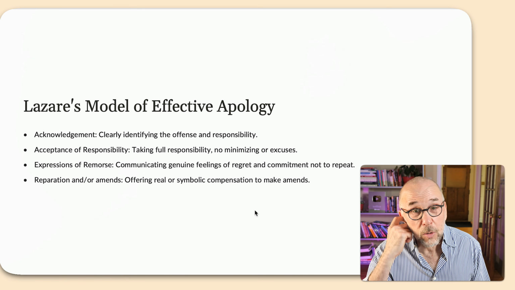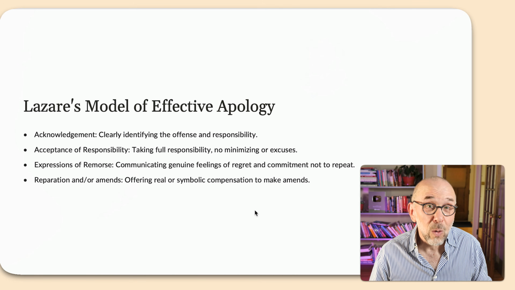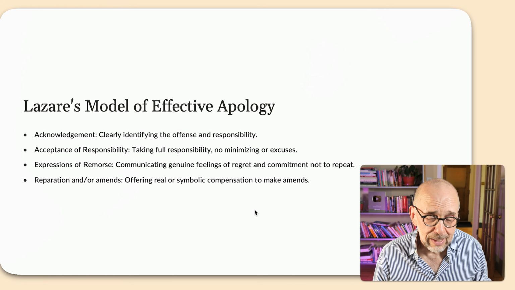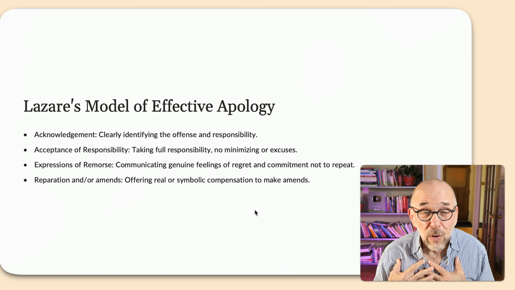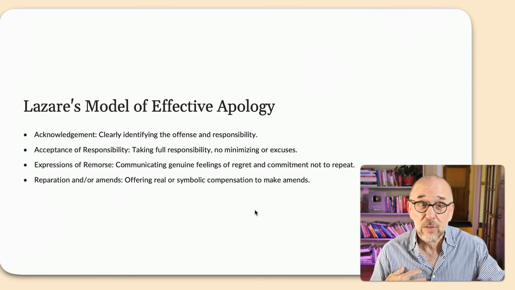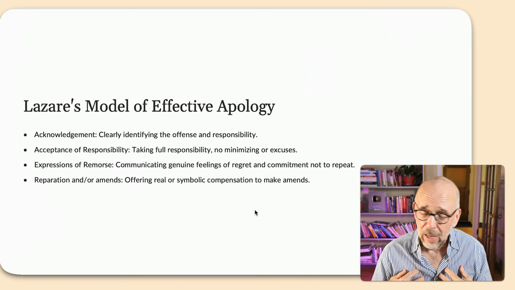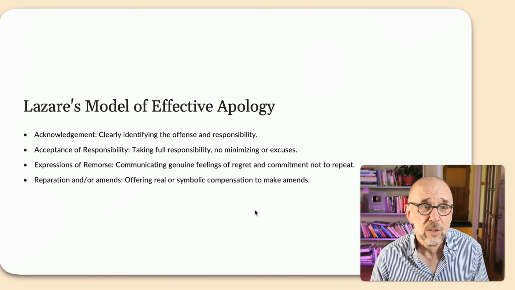So let's say you borrowed someone's car and you crashed it. So you say, I know I borrowed your car and then I backed it right into somebody else's car and I caused a bunch of damage. It was my fault. I was being careless. So the first is the acknowledgement, then there's the acceptance of responsibility. It's nobody else's fault. I wasn't watching what I was doing, etc.